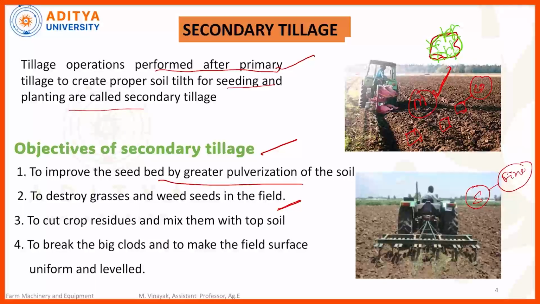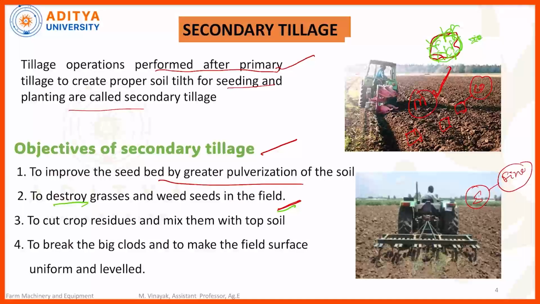After primary tillage, with the help of a secondary tillage implement, what will happen? The entire grass present over the clods will be pulverized. It will be cut into small pieces and mixed with the soil. That happens in the secondary tillage. So here it is mentioned: destroy the grasses and weed seeds in the field.